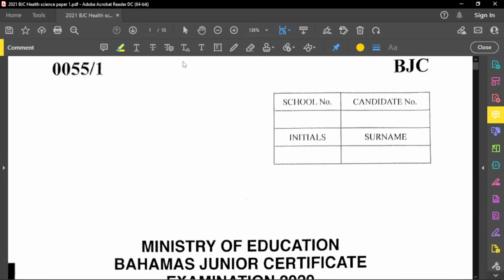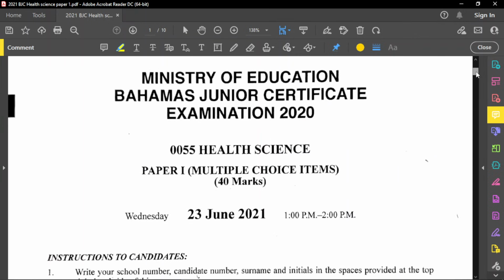So, today we're doing a BJC past paper review. Before you start this examination, please make sure you write your school number, write your candidate number. Also, please make sure you write your initials and your surname. Those are very important information for you to fill in before you start the examination. Today's paper is a health science paper. It is a paper one, which is a multiple choice paper, and this is from the year 2021.